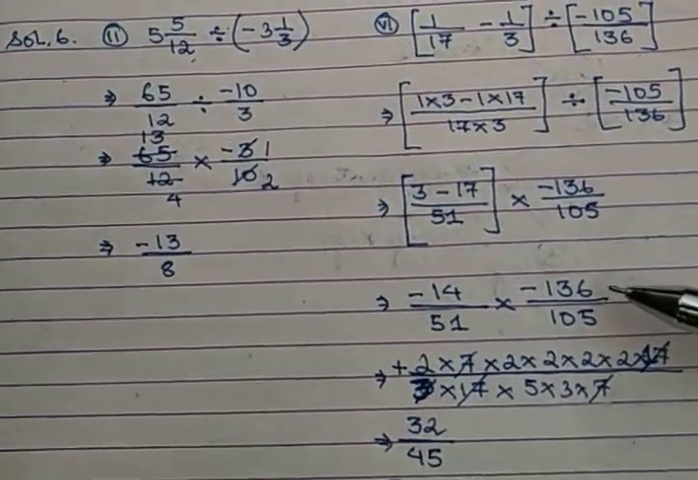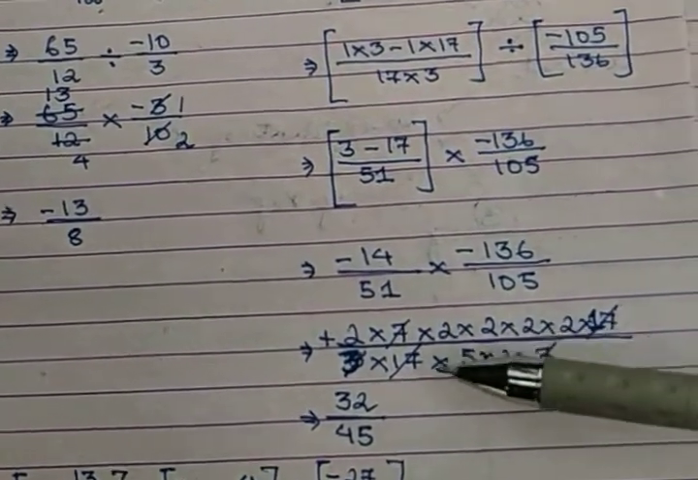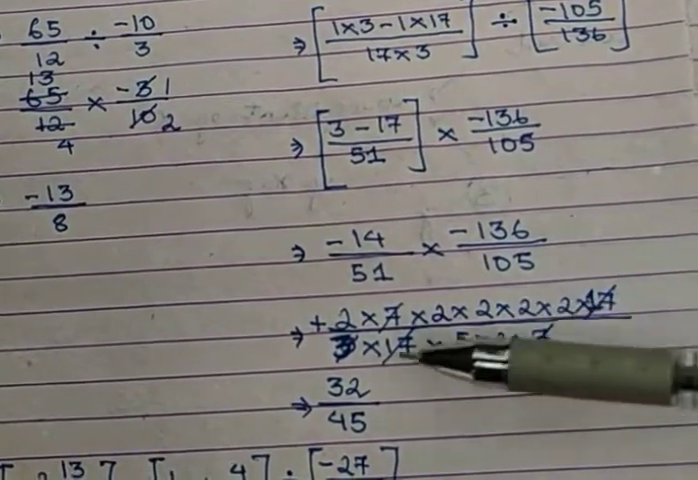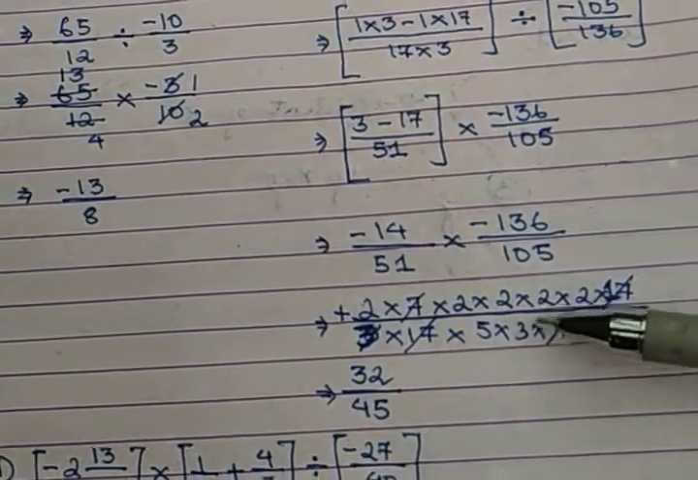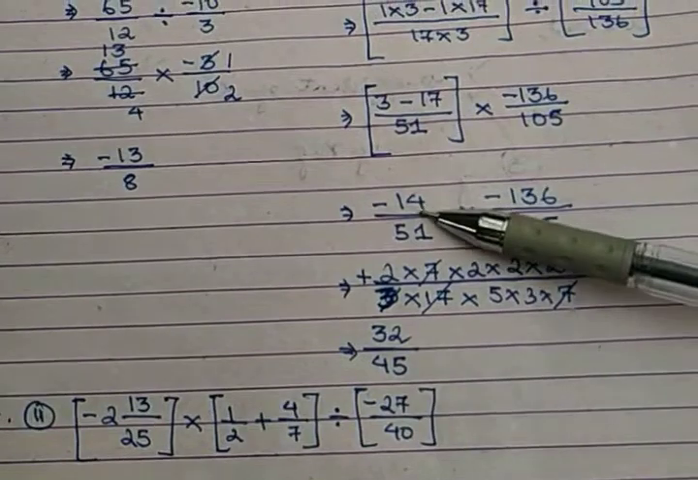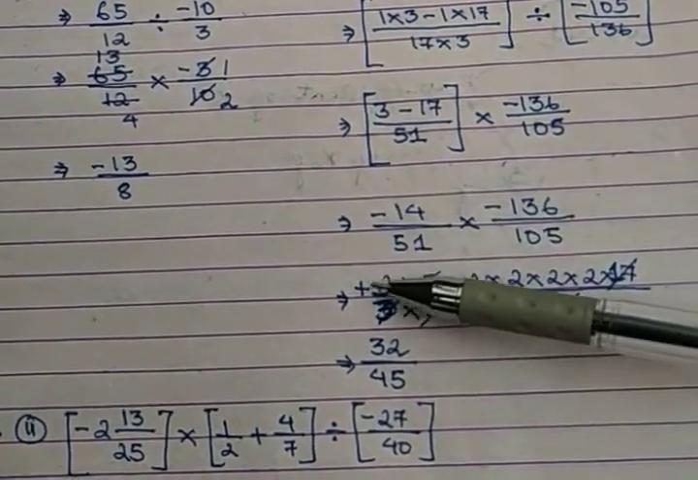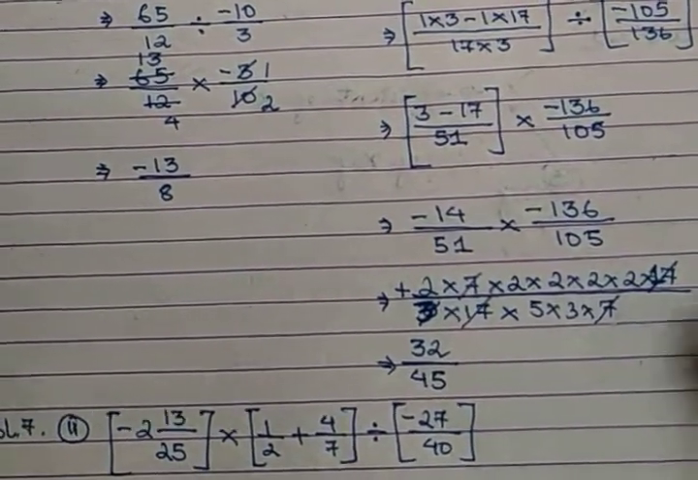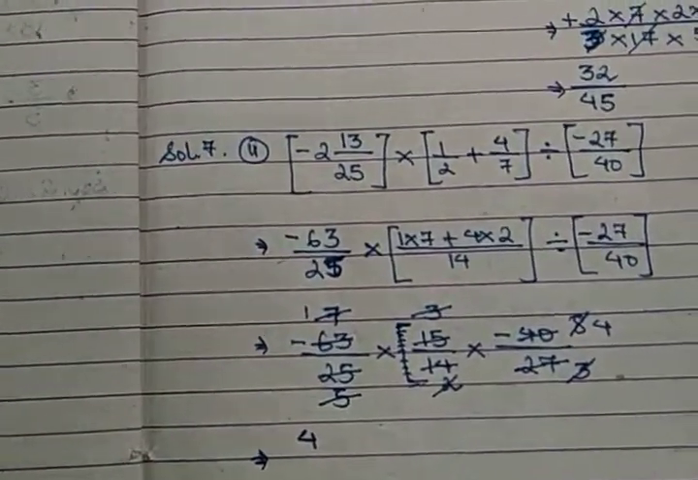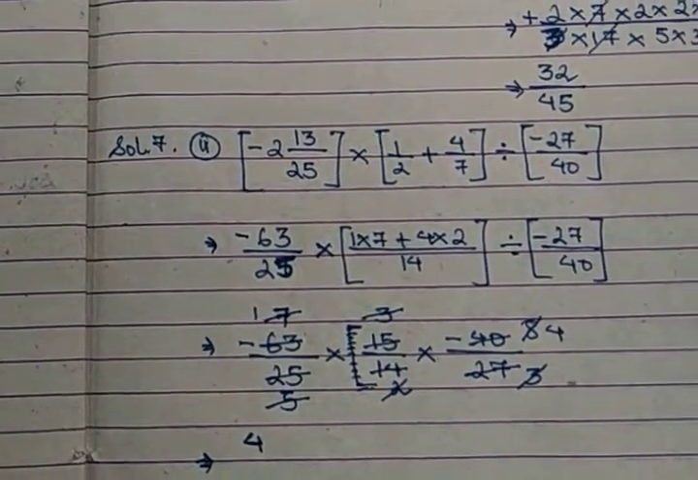Then after that, since the numbers were large, I have taken the prime factors of the numbers, and after taking prime factors, as I said, you can cancel like terms from the numerator and denominator. So I have cancelled like terms from the numerators and denominators and got my answer as 32 divided by 45. Here again the same thing happened. First of all, I multiplied the sign: minus into minus is plus, and then everything is the same, isn't it? The procedure is the same.